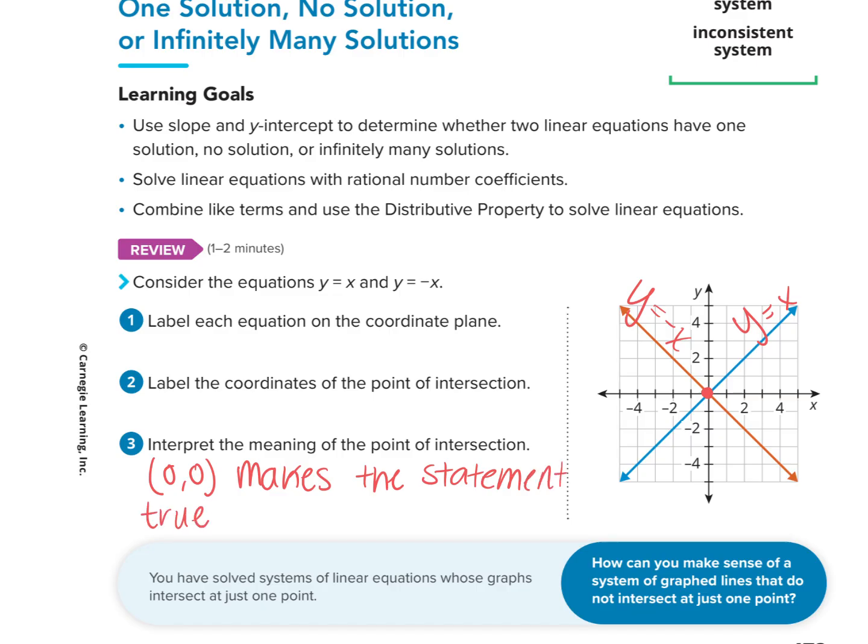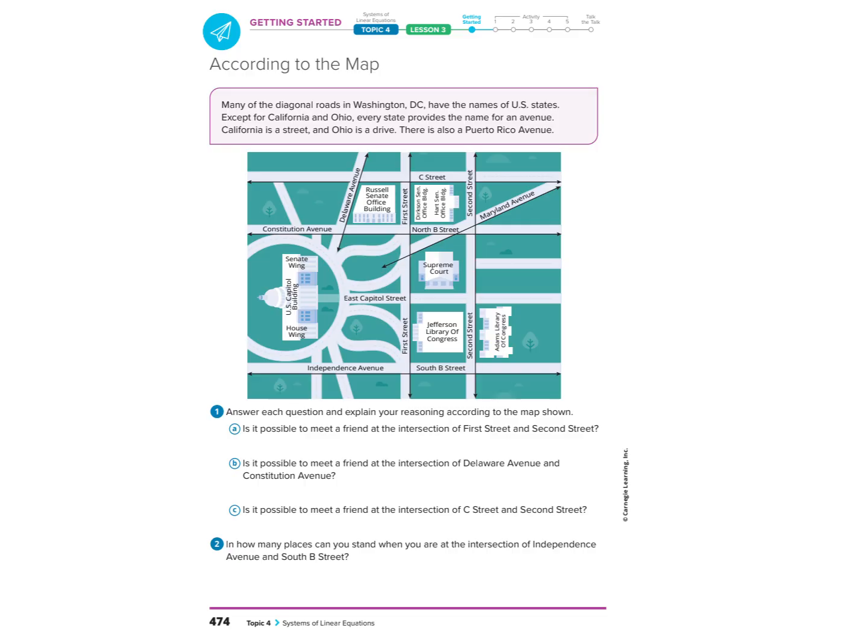Okay, so for a statement to be true, it has to have a point of intersection. That means there is one solution to that system of equations, and we are going to talk about some different things that can happen with a system. Go ahead and look at your next page.